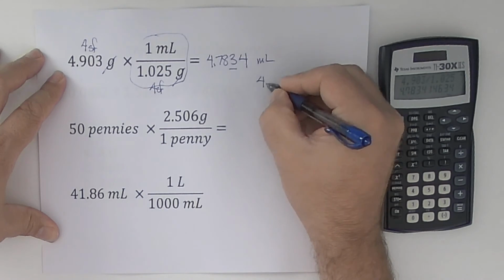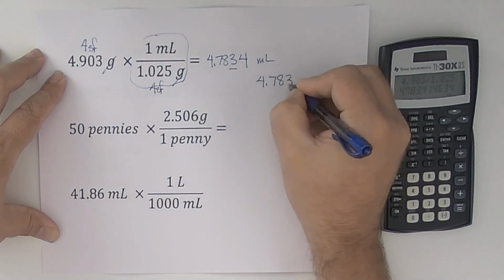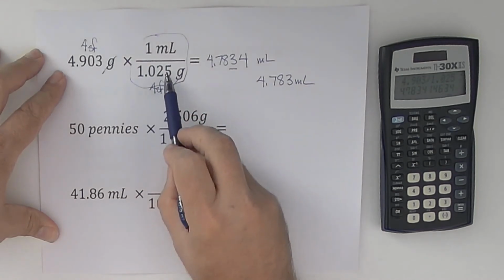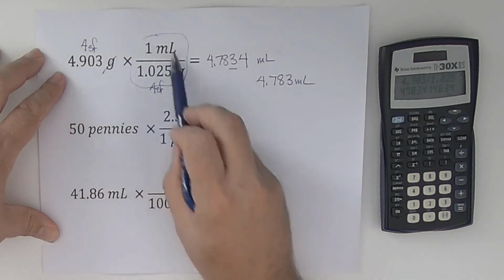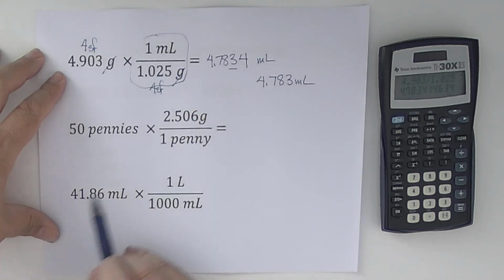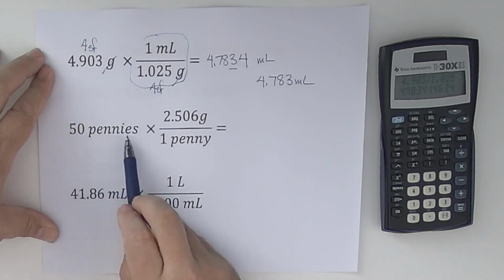So 4.783 milliliters. So that's sort of a first thing to watch out for, is when you have these derived units, these numbers that are per exactly something. Okay, here's another one, 50 pennies.